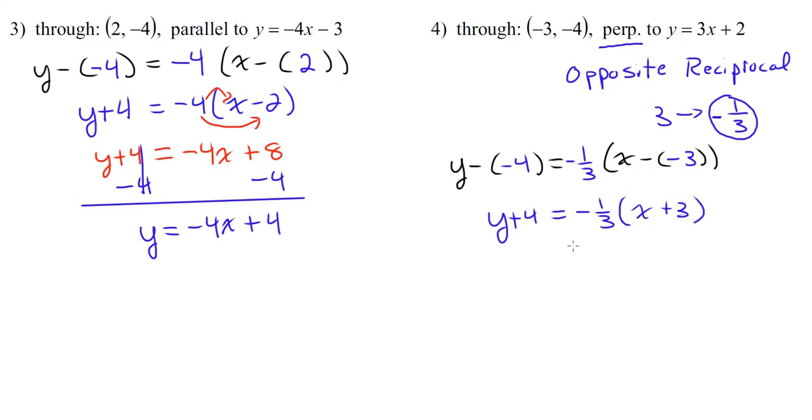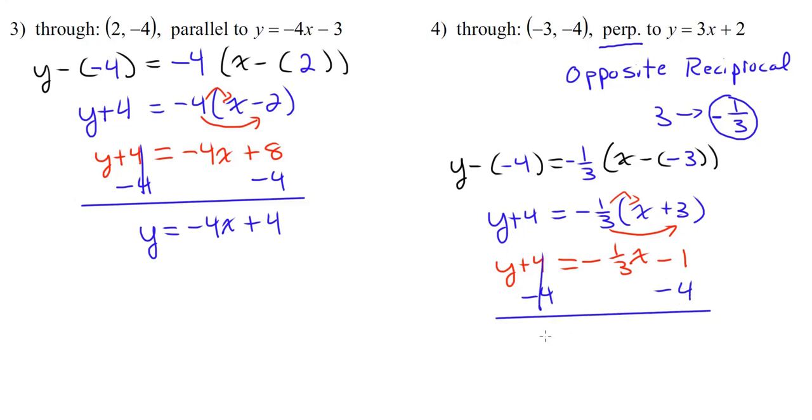Next, we need to put this into slope-intercept form. So we're going to distribute on the right side. Negative 1/3 times x is negative 1/3 x, and negative 1/3 times 3 is negative 1. Then we're going to bring down the y plus 4. And then the last thing we need to do is get rid of this positive 4, so we are going to subtract 4 from both sides.